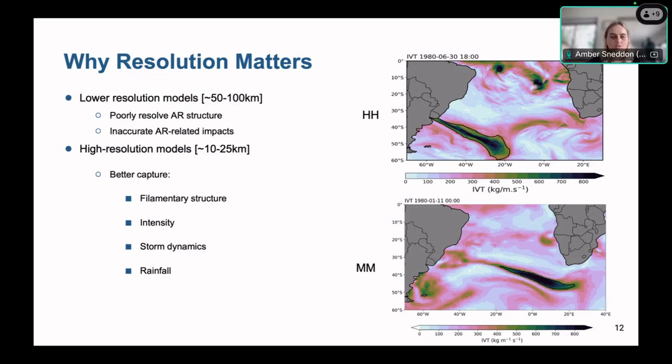But importantly, as I said previously, the large-scale seasonal patterns tend to remain relatively robust across the different model resolutions. And then a bit more on the benefits of using high-resolution models. They better capture the filamentary structure, the intensity as well, and their interactions with storms and, for us, cut-off lows and cold fronts, and then also hopefully the contribution to rainfall, which is one of our next steps that we're going to be analyzing.